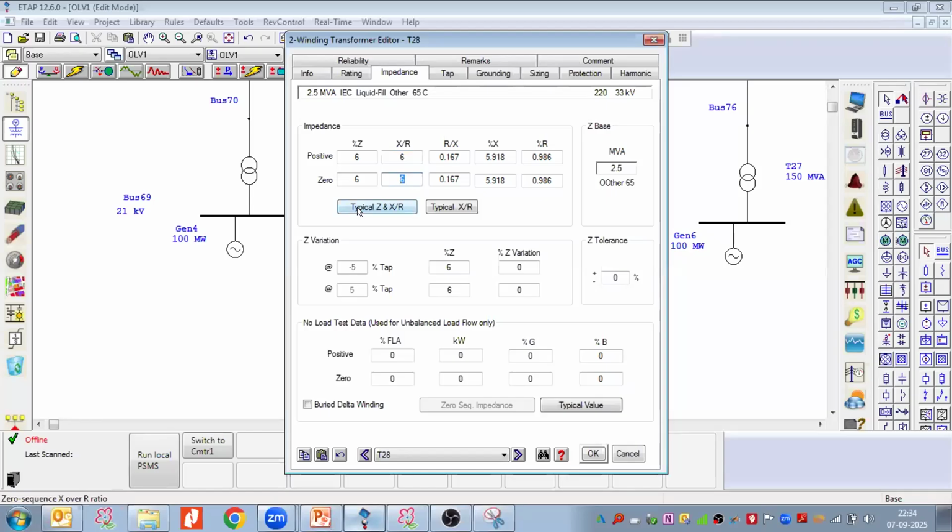So in that case, I will not go with the typical data. I will go with the exact data. 6% here impedance, and X by R we need to change to 8, what we calculated over here.